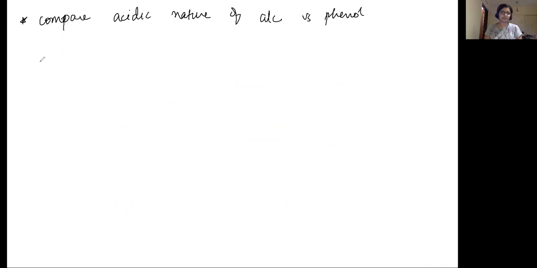So if you compare the acidic nature of alcohol versus phenol, there are two things in play. One is that in alcohol, OH is attached to which carbon atom? What kind of hybridization is on the carbon atom?